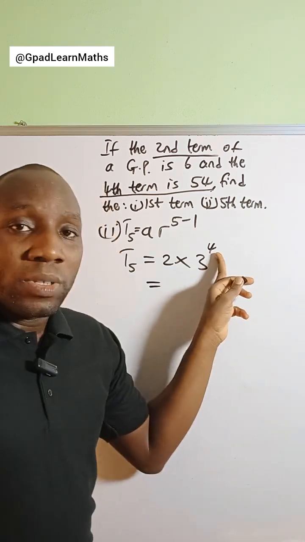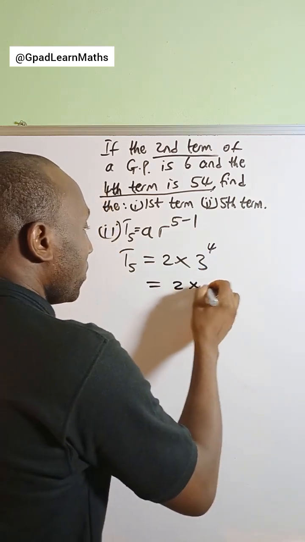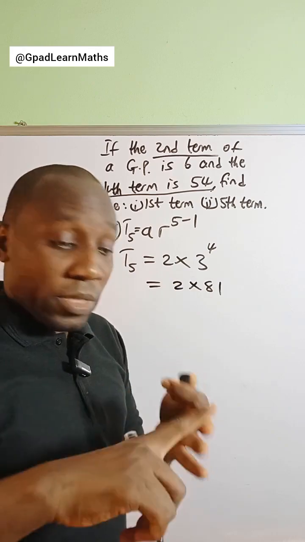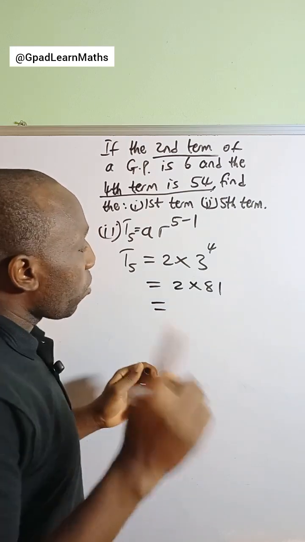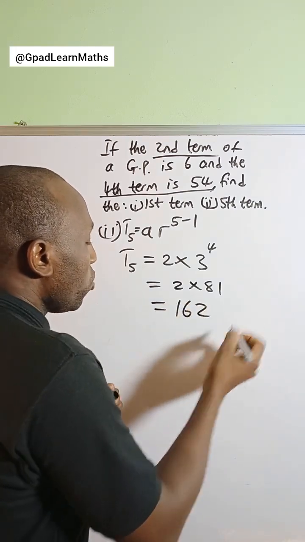And 3 raised to 4 is what? 81, because 3 times 3 times 3 times 3 is 81. So 2 times 81 is what? That's 162. So this is the fifth term.